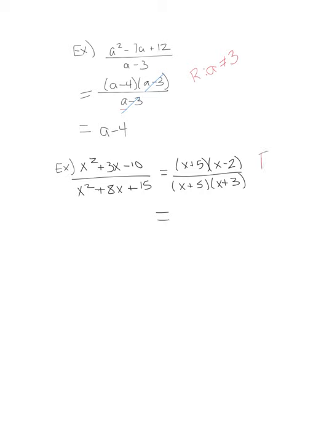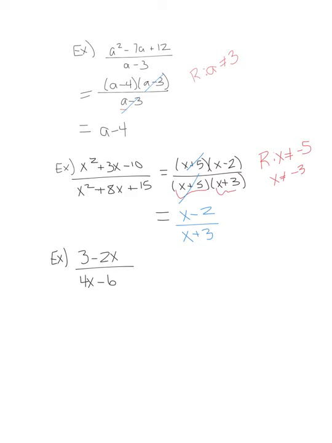I'm going to write my restrictions right now. This bottom one, x cannot be negative 5. And then this one, x cannot be negative 3. At this point, I can go ahead and cancel out whatever possible. And so I'm going to be left with (x − 2)/(x + 3).